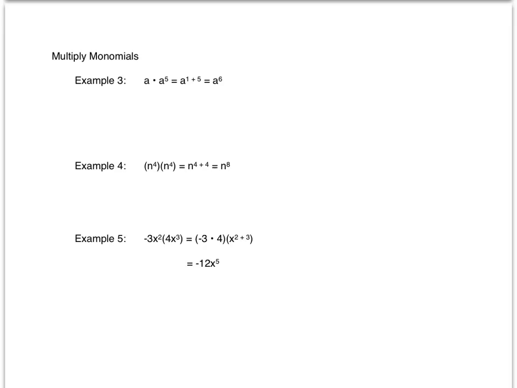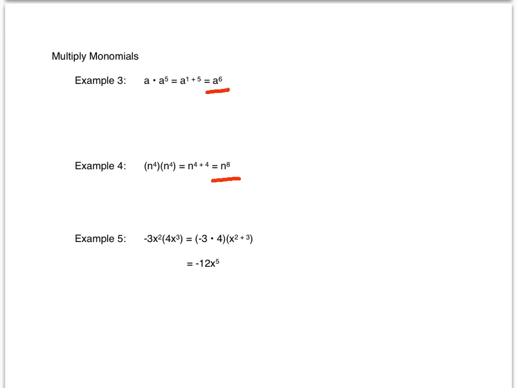Next, we are going to multiply monomials. Recall that a monomial is a number, a variable, or a product of numbers and or variables. Let's look at the examples together. In example 3, we have a times a to the fifth power, which would be written as a to the 1 plus 5 power, or a to the sixth power. In example 4, we have n to the fourth power times n to the fourth power. We could rewrite that as n to the 4 plus 4 power, or n to the 8th power.